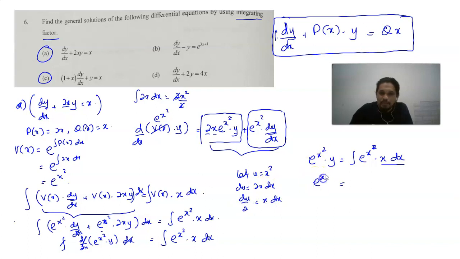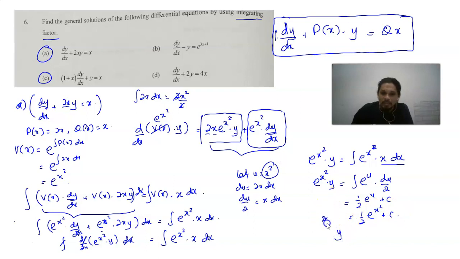So e^(x²) times y equals the integral of e^u, with x dx equal to du over 2. Okay, now, what about this? It is 1 over 2. The integral of e^u du is e^u plus c, or 1 over 2 e^u, where u equals x squared, plus c, then y.